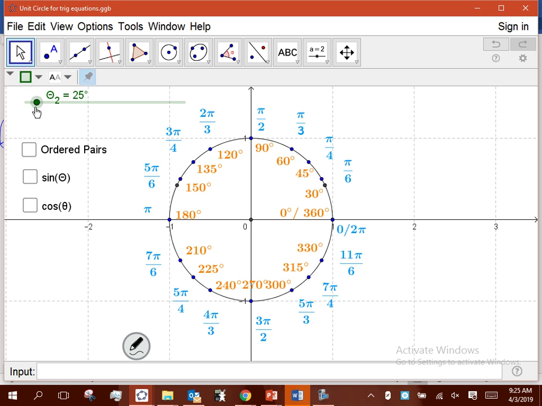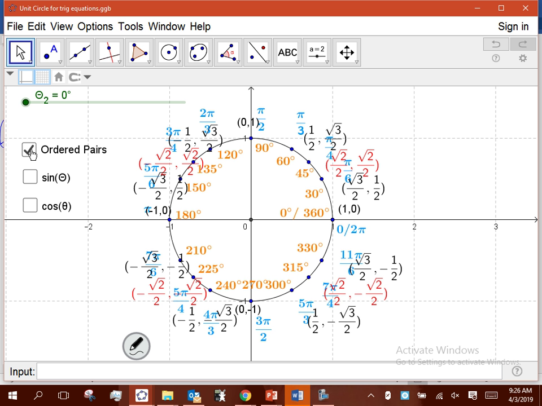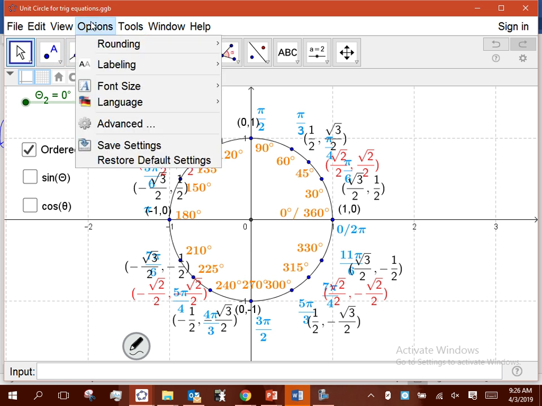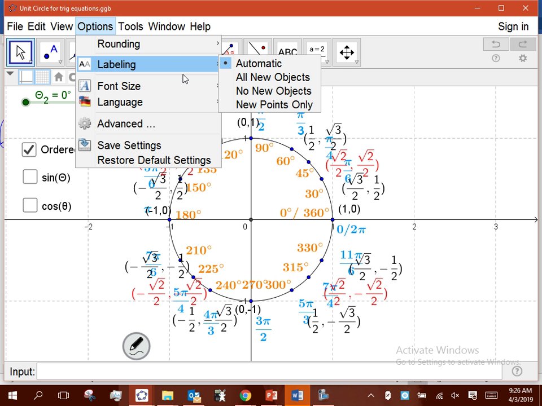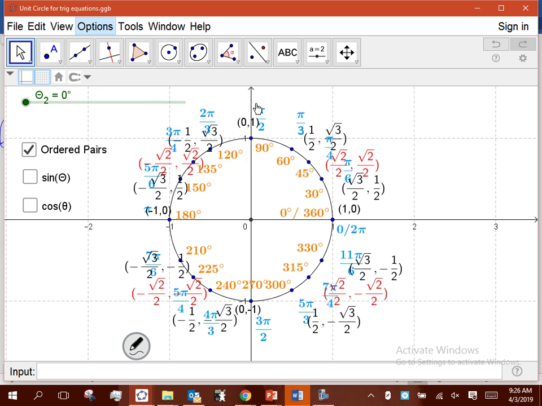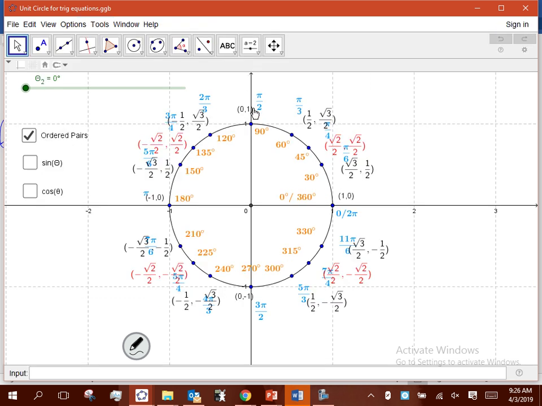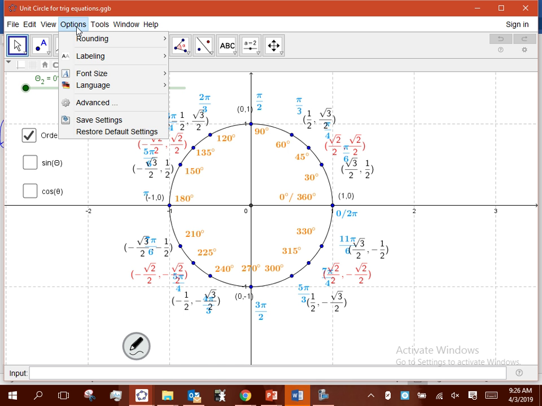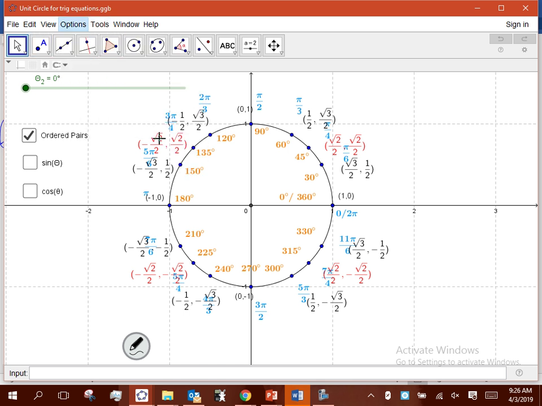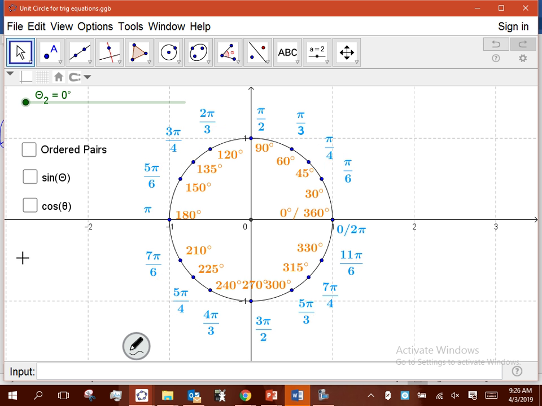All right, so what I'm looking at here, this is the unit circle that we developed at the beginning of Chapter 6. If you click on the ordered pairs, it puts them there. Now, to make it a little bit better when you're looking at this on your own, you might want to go to labeling or font size and chop that down a little bit. But just for our purposes, so we can see things a little bit better, make that a little bit bigger, and I'll hide them. Okay?